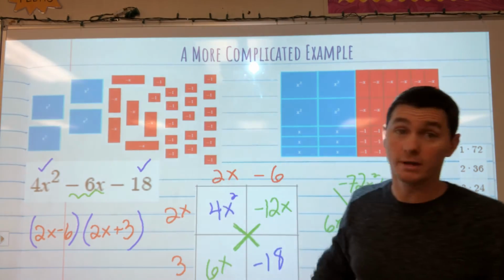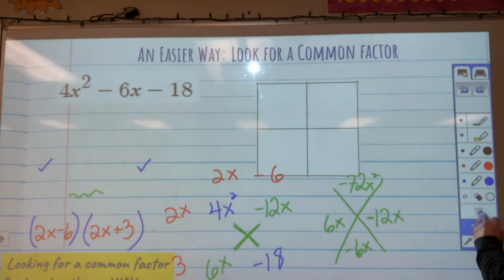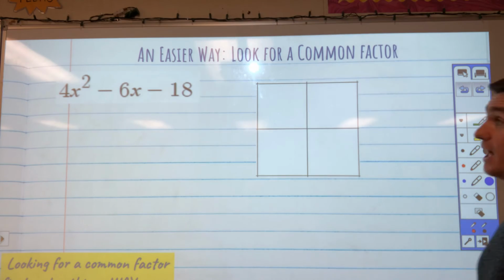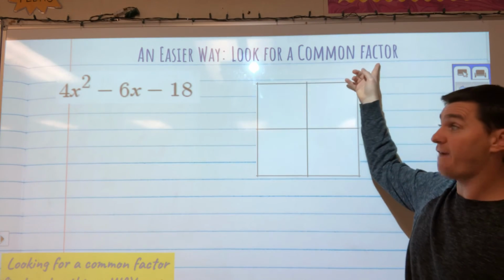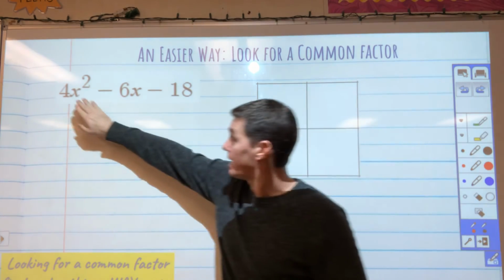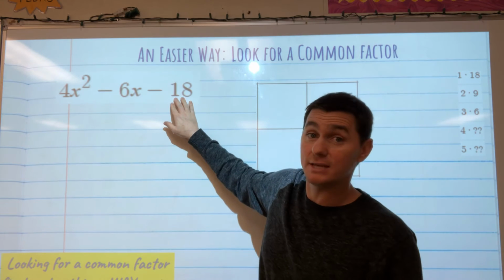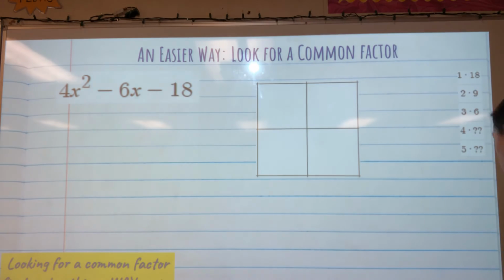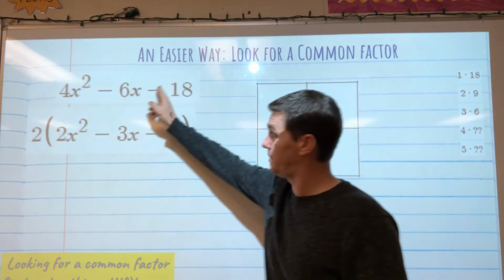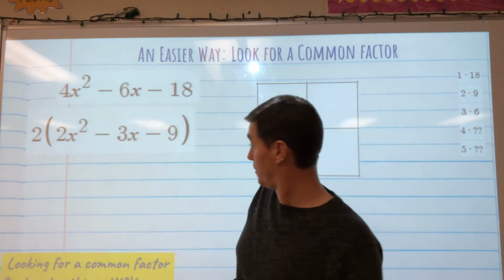And if you can do this one, you can do any of these. Let me give you one more example here, because that last problem we could have done a lot easier. There is an easier way if we look for a common factor. Right off the bat, I should notice that 4 and 6 and negative 18 all have a factor of 2. So I can rewrite this problem by taking out my common factor and reducing the remaining product.